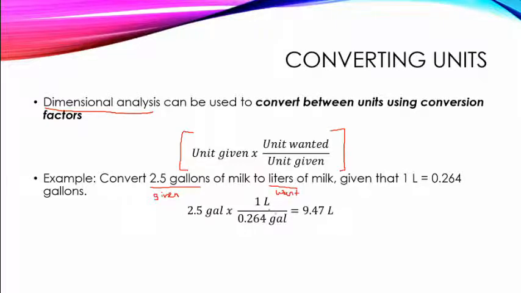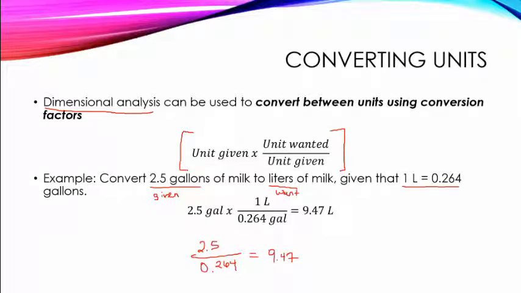So we would set up our fraction, and they tell us the conversion. 1 liter equals 0.264 gallons. In this case, we are dividing. So 2.5 divided by 0.264, and that will give you 9.47. Because remember, if it's on the bottom, you divide. If it was on top, like where the 1 liter is, you would multiply.